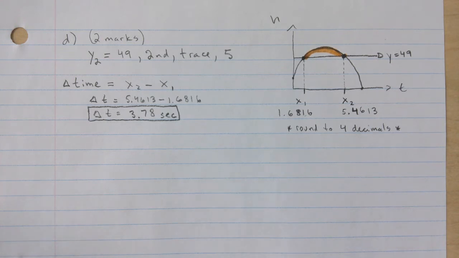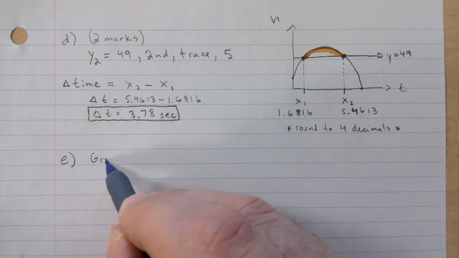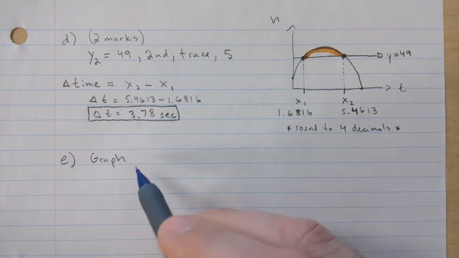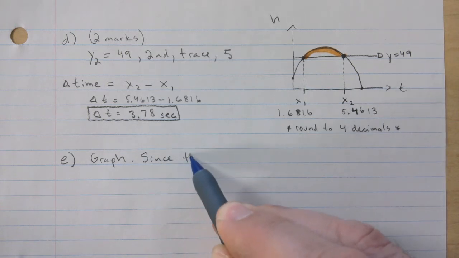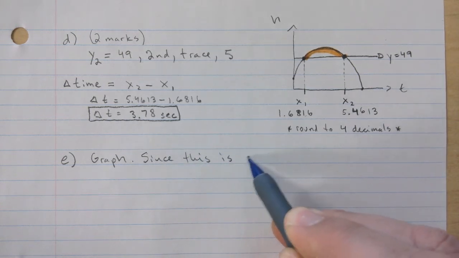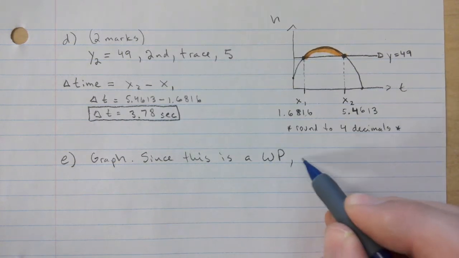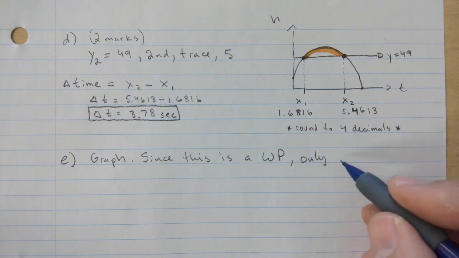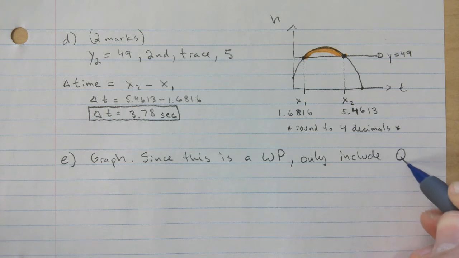And the last question is graphing, right? Yeah. So graph. Since this is a word problem, right? Only include quadrant 1, okay? Very important.